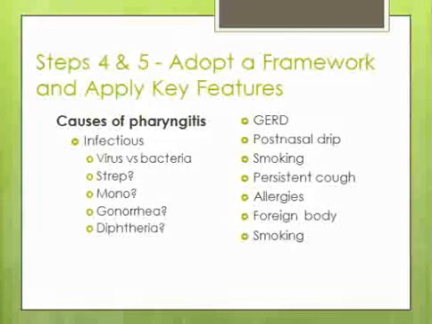And then we want to make sure it's not mono, right? Common ages for mono would be 15 to 30. They typically would have a fever. I didn't have a fever. They also would have a sore throat and malaise, which I did have. You'd also expect to see exudate. Again, I didn't have any exudate.